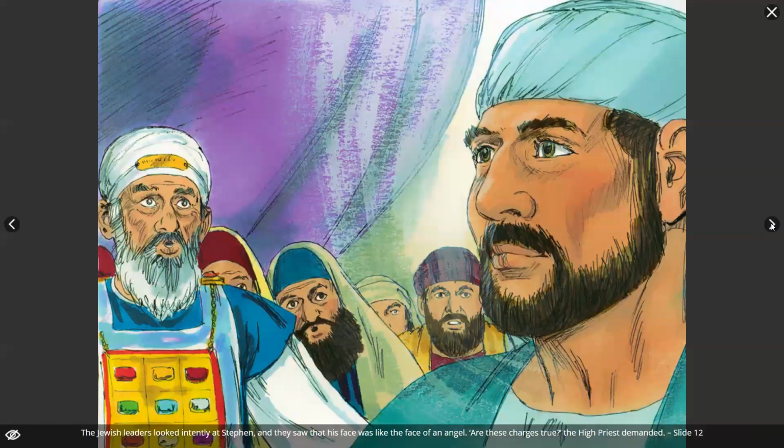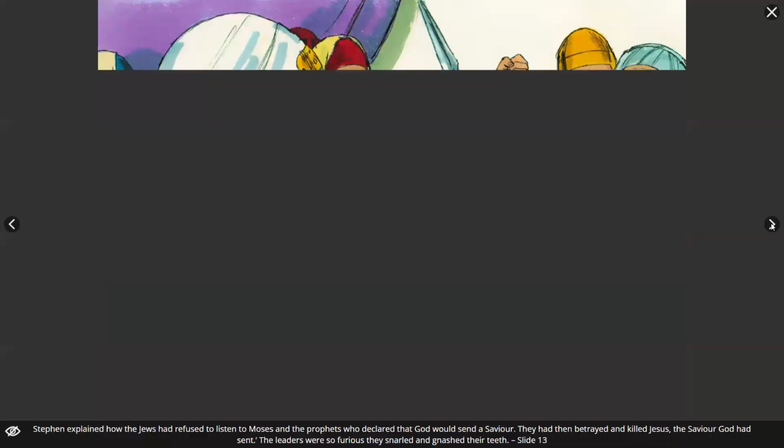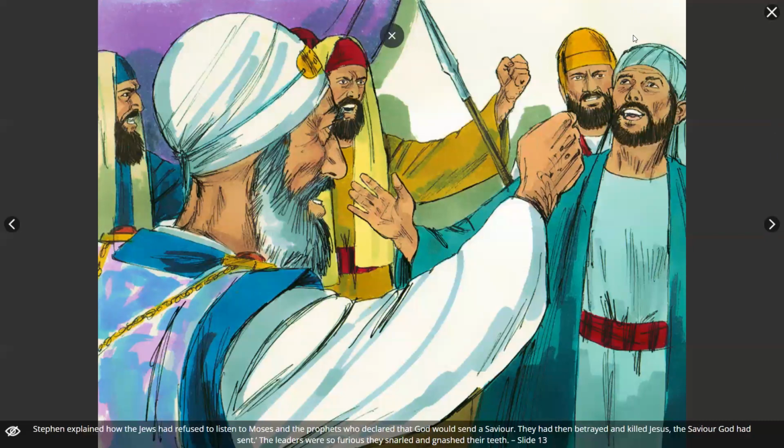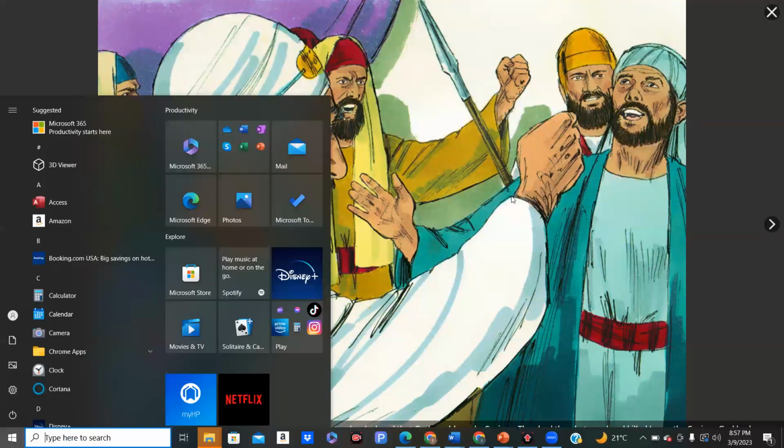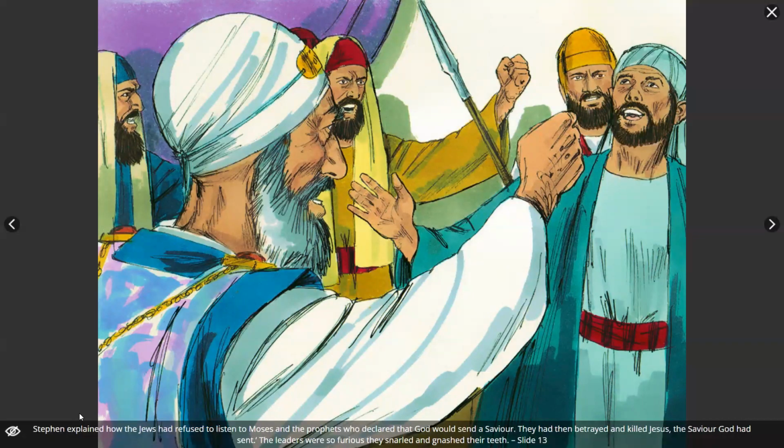But then the Jewish leaders looked intently at Stephen, and they saw that his face was like the face of an angel. Are these charges true? The high priest demanded. So Stephen's face was now glowing because God's Holy Spirit was upon him. Stephen explained how the Jews had refused to listen to Moses and the prophets, who declared that God would send a savior. They had betrayed and killed Jesus, the savior God had sent. The leaders were so furious that they snarled and gnashed their teeth.